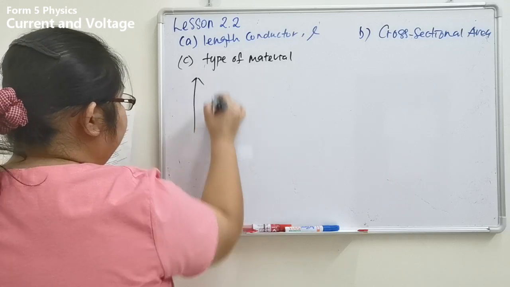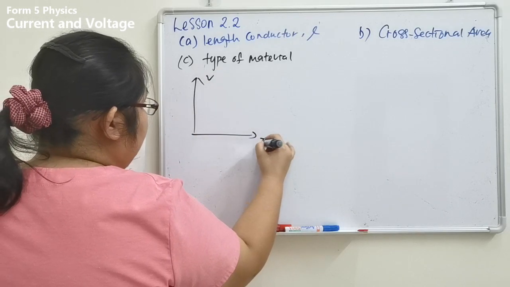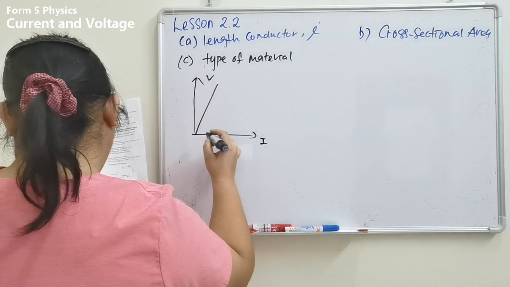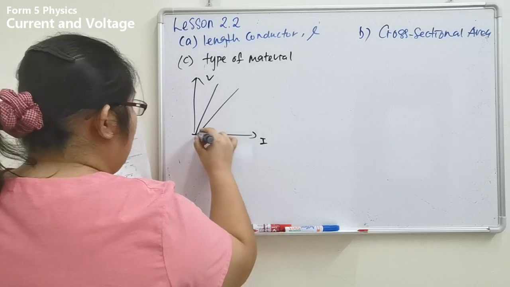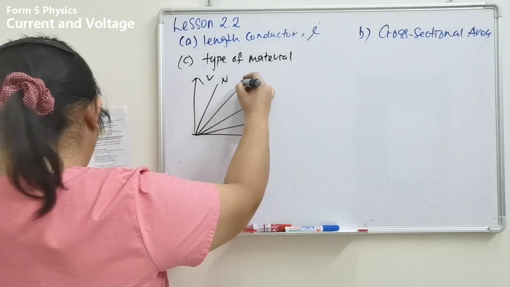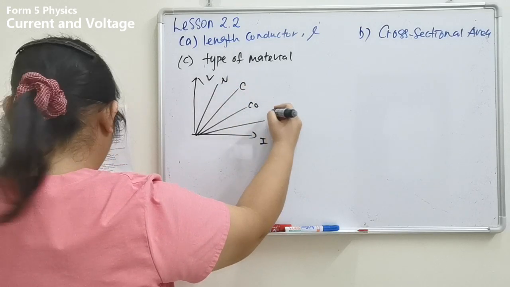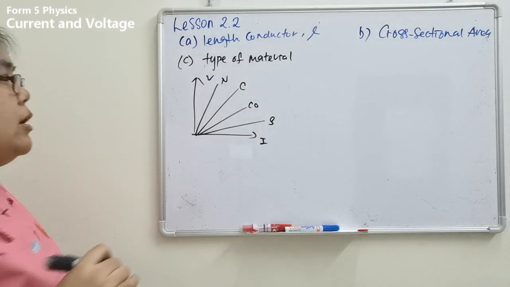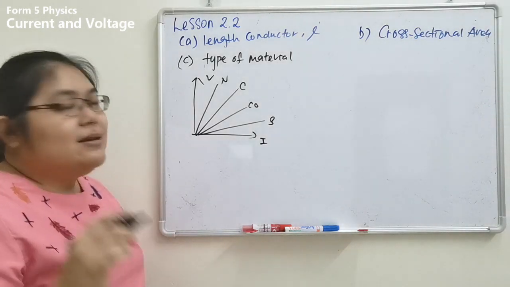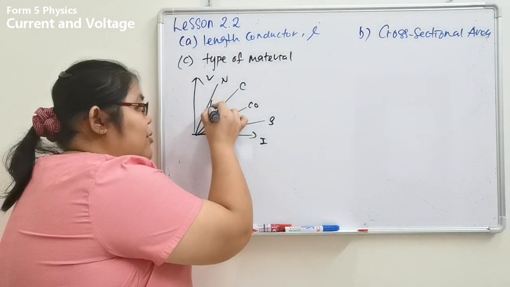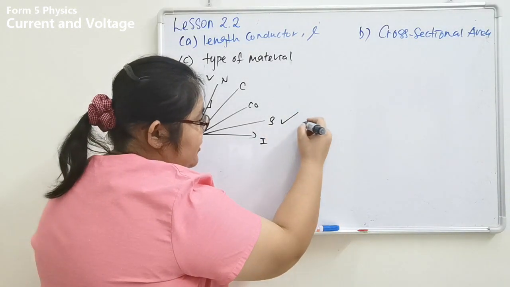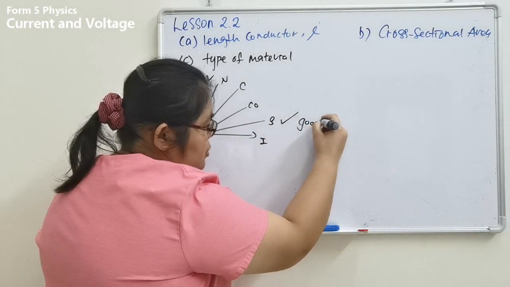You see the graph. Now there are four different materials: nichrome, constantan, copper, and silver. We just label nichrome, constantan, copper, and silver. We find the gradient if we want to test the resistance. So the highest resistance should be the nichrome. Which one is a good conductor? A good conductor is surely silver.